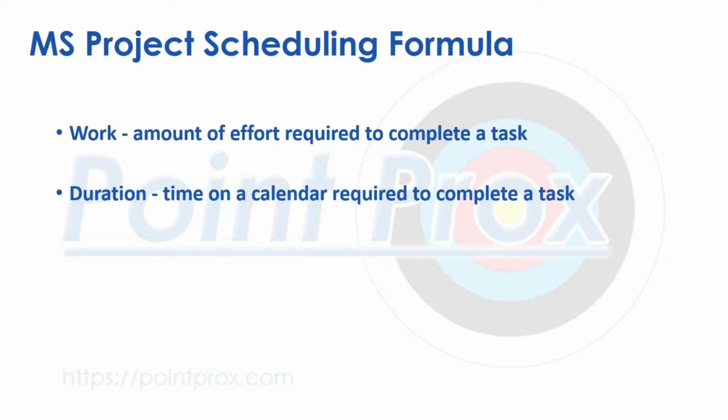Duration is the length of time on a calendar that will be required to complete the work for a task. Essentially, it is the amount of time that it will take the resources to complete the task at their allocation levels. Duration is generally expressed in business days, but this can also be changed.